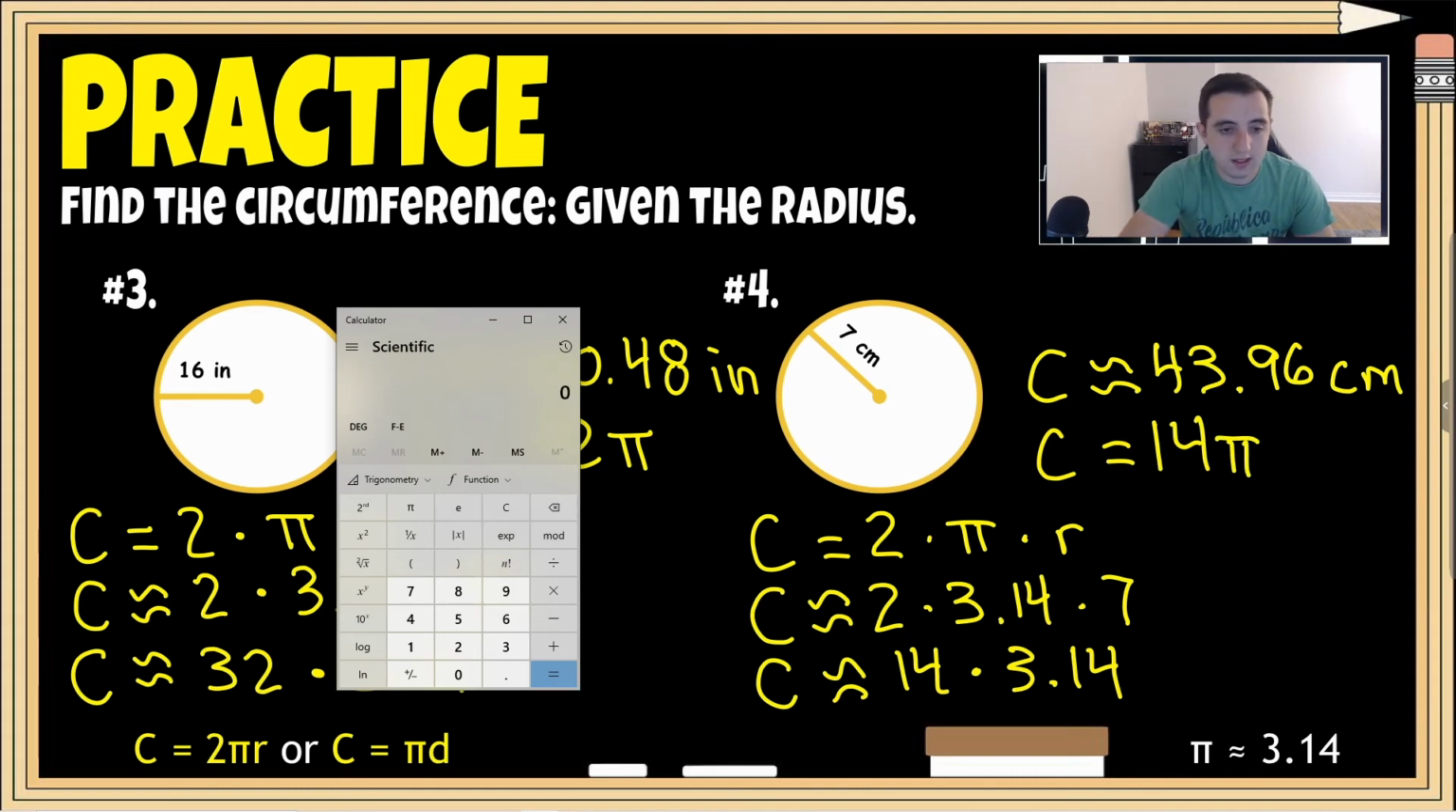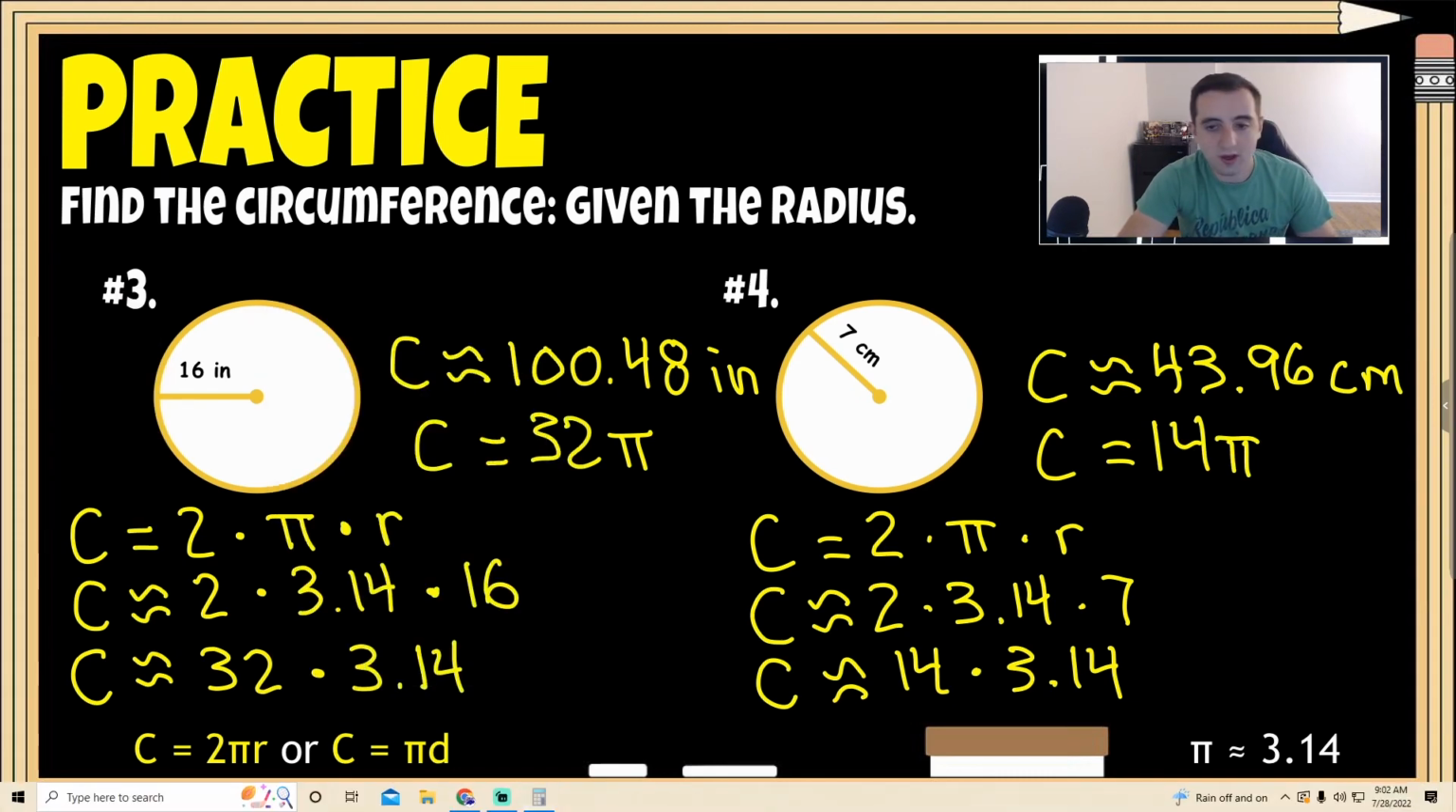Okay, so that's the questions that I have for you. Hopefully you went 2 for 2 in the practice problems. And after watching this video, you're able to find the circumference of a circle given the radius just fine, right?